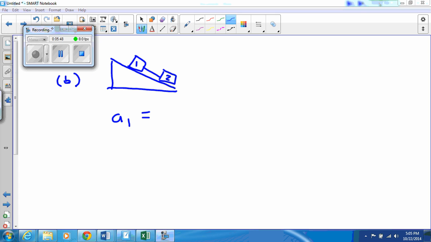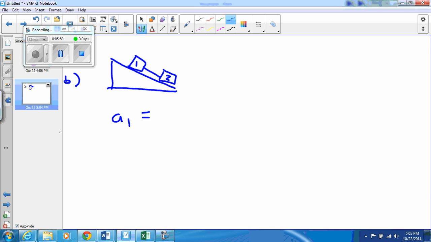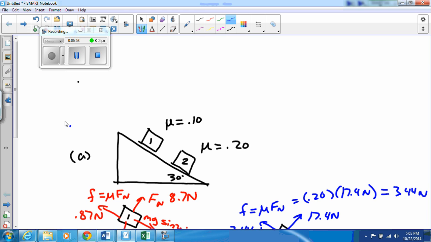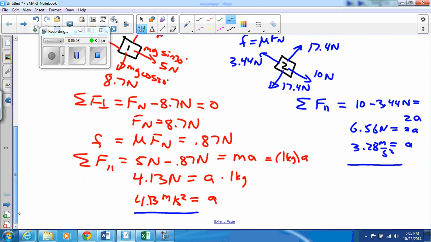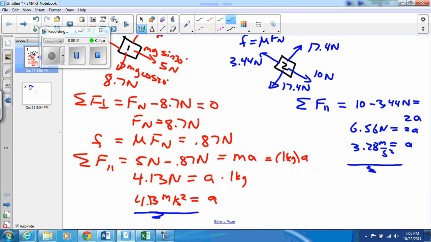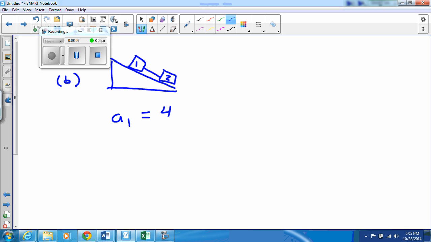For the 1 kilogram block, we should get an acceleration of 4.13, and for the 2 kilogram block, we should get an acceleration of 3.28. And the reason is that as soon as we let the blocks go, there is no tension in the rope, and the free body diagrams look exactly the same as they did for part A.